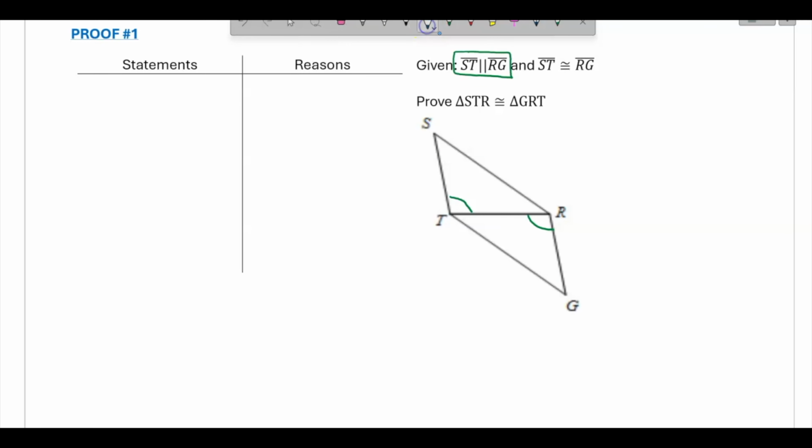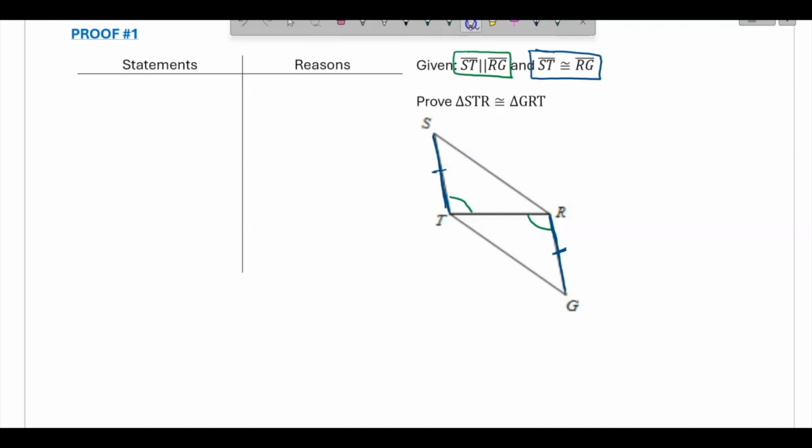Now the next one's actually handed to me. I don't need to do anything with it. It's actually just given. And that is that the length of ST is equal to the length of RG. So that's just been given to me. I don't have to do anything more with that.